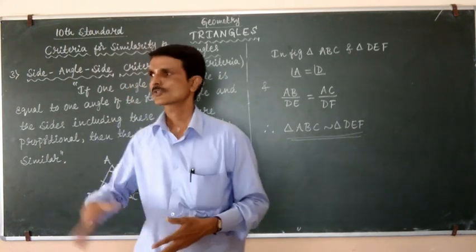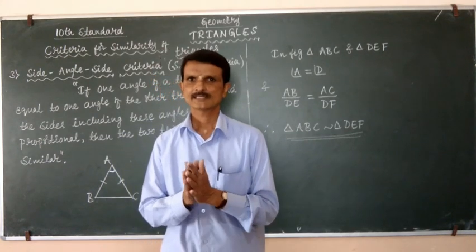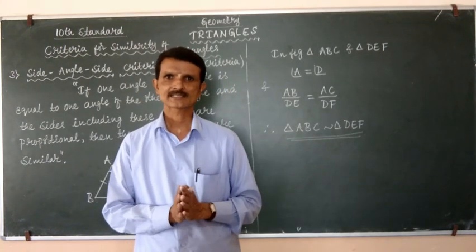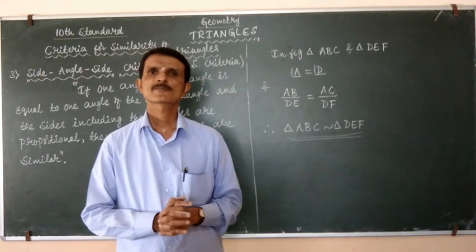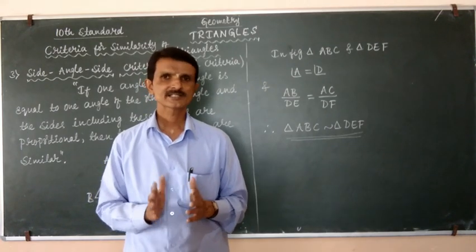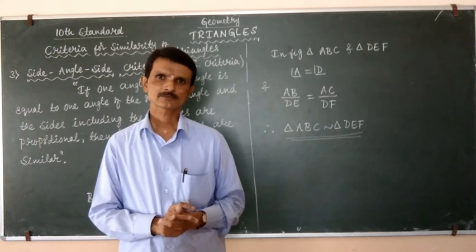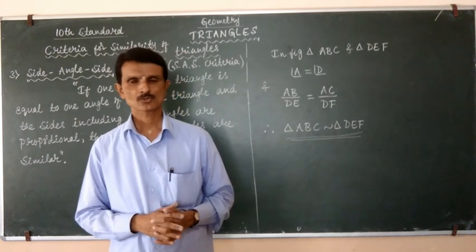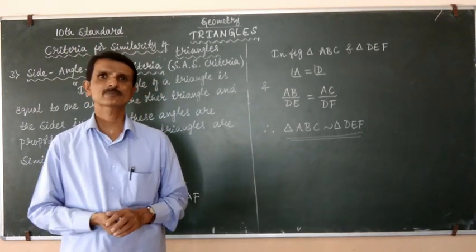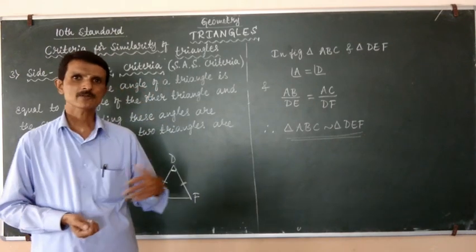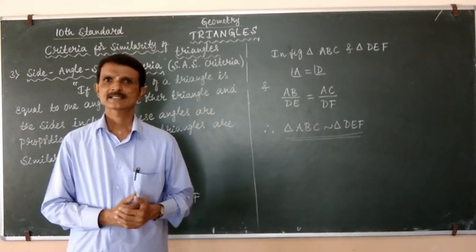Students, this is all about the three different criteria of similarity of triangles. You have to remember, you have to understand these three criteria, which will help to prove the theorems and also prove the problems and also simplify the problems. So, okay, now we shall see the theorems and the problems on these criteria.